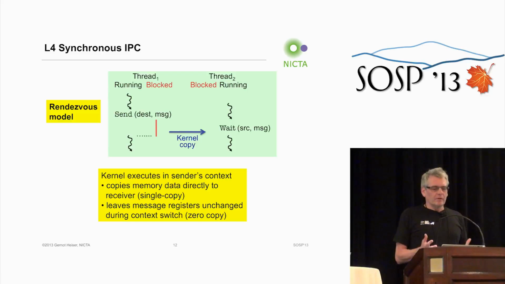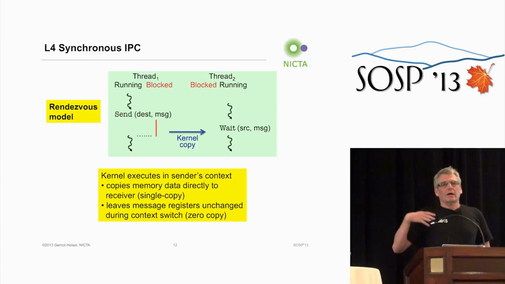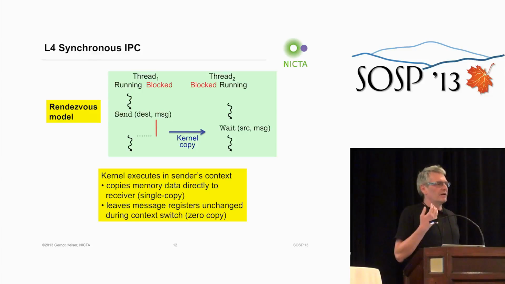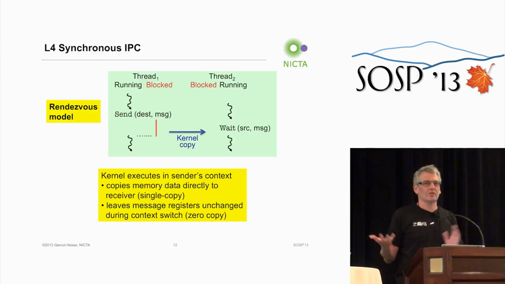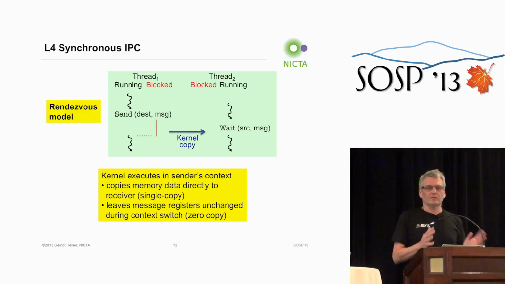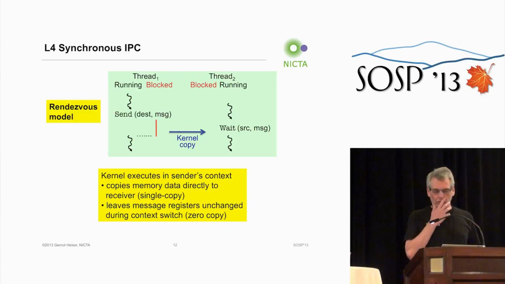And the implementation of all L4 kernels I'm aware of always does this from the sender's context. So the kernel operating in the sender's context copies the data directly into the receiver's address space. And message data that is provided in registers can actually be passed by zero copy, because it's just left in the registers during the context switch. So basically the kernel does an incomplete context switch, leaving some registers intact, and this is a zero-copy message transfer. So this is the basic model.